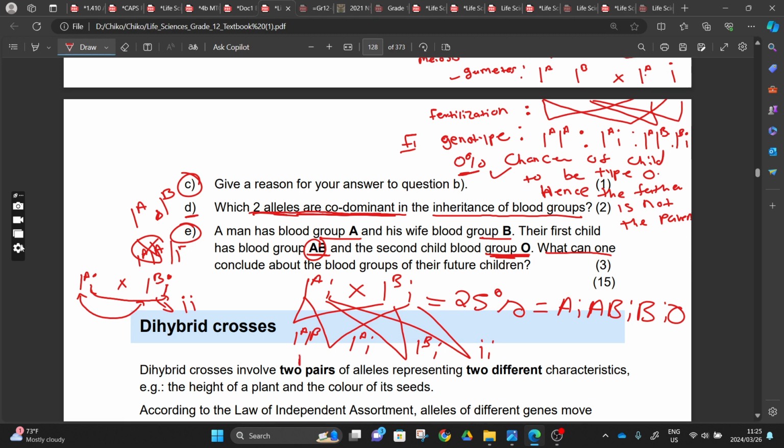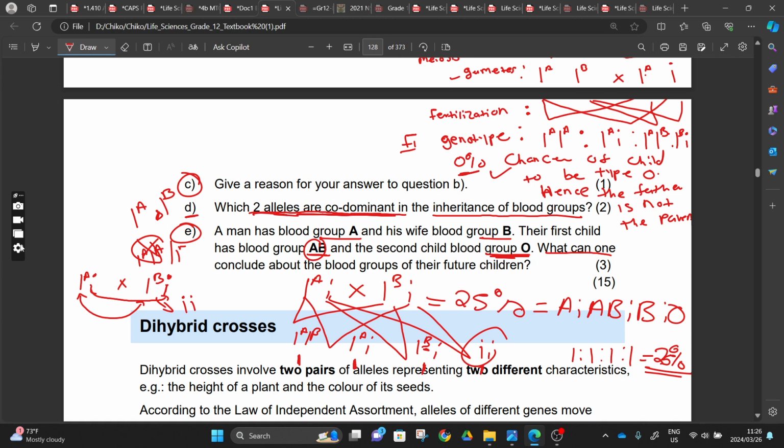You cross this and this, you have I. So you have 1 portion of blood group A and B, 1 of blood group A, 1 of blood group B, and 1 of this. And then when we go to the proportion ratio, since it's 1 is to 1 is to 1 is to 1, it results in 25% of each possibility. You are given 3 marks, you get it.